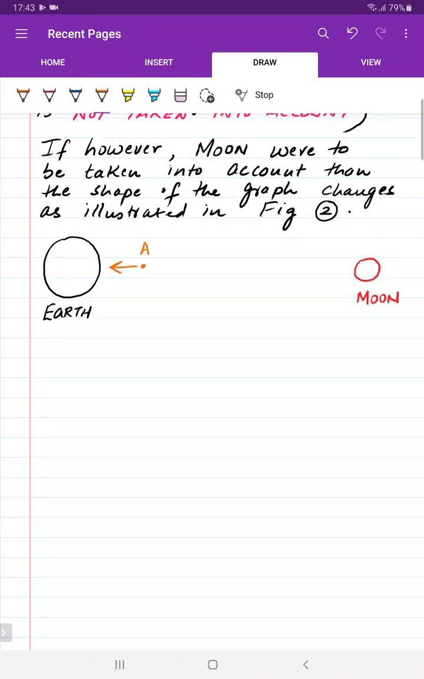And the reason, if asked, I guess the most sensible reason would be that the gravitational field strength of the earth at this point is stronger as compared to the gravitational field strength of the moon.